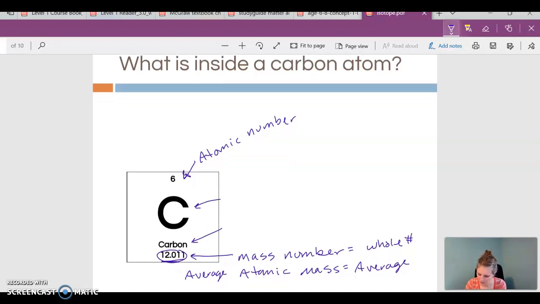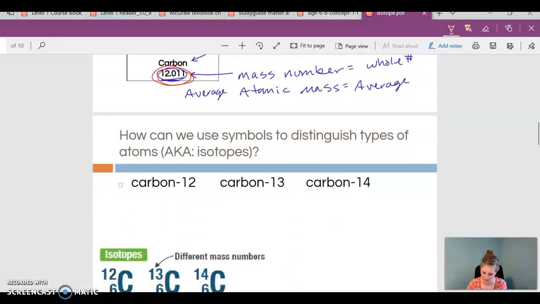Now, the atomic number tells you the number of protons that you have. Atoms are neutrally charged, so that also tells you the number of electrons. But this number down here is giving an inkling into what kind of atom it actually is, in other words, the number of neutrons it has.